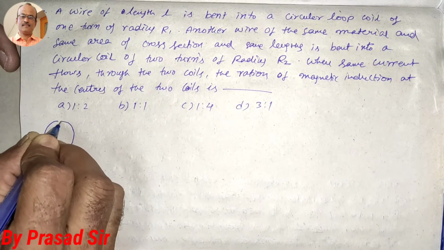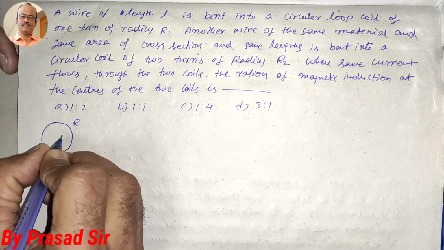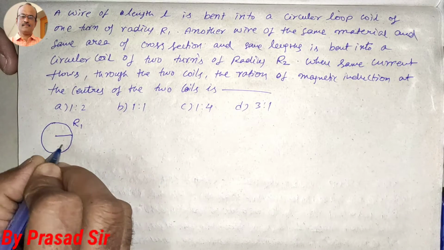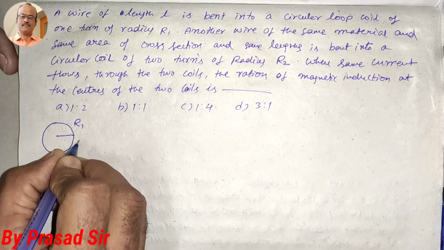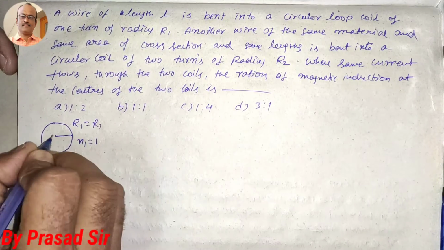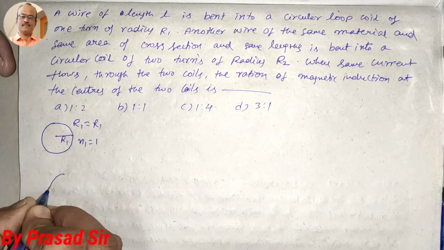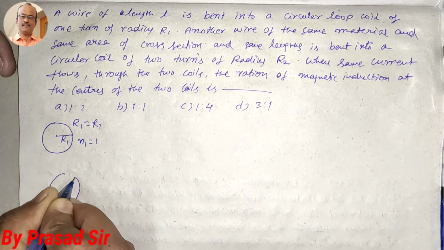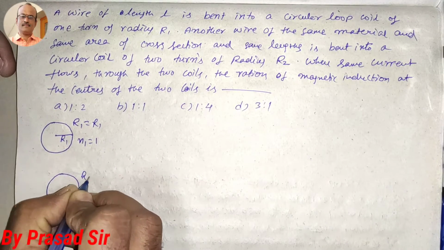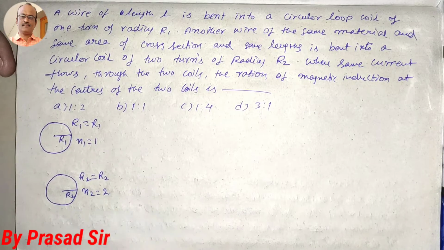We made a coil of 1 turn with the radius R1. So here number of turns is equal to 1. That means N1 is equal to 1. Here R1 is equal to R1. Then by using the second wire, we make another coil with radius R2. That means R2 is equal to R2 and number of turns is equal to 2.